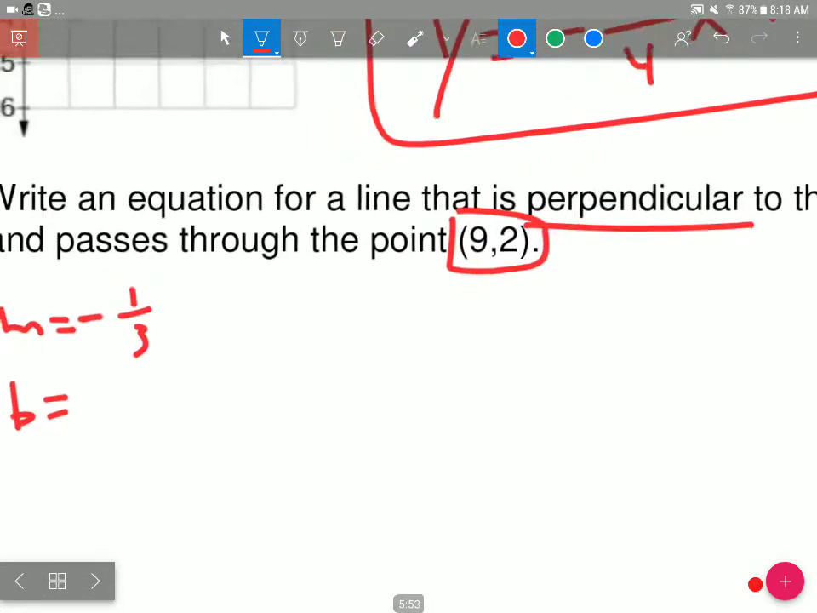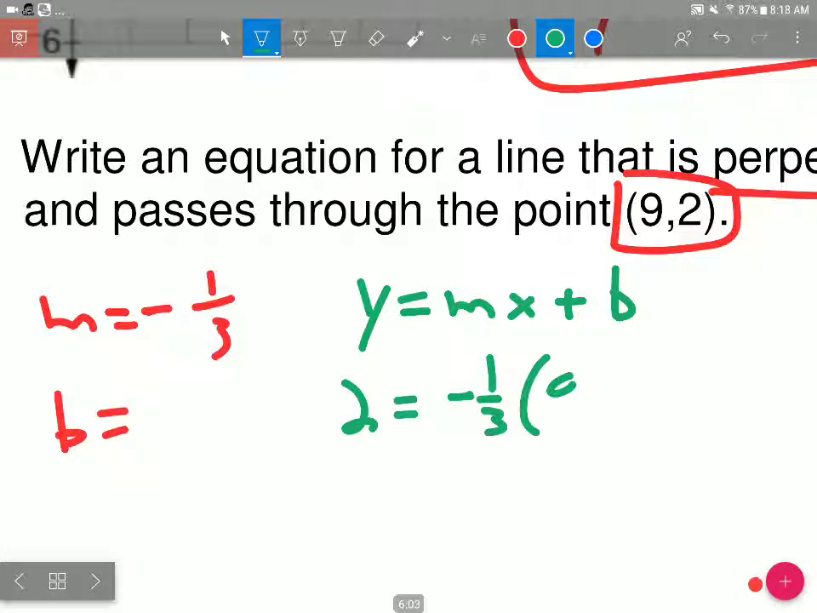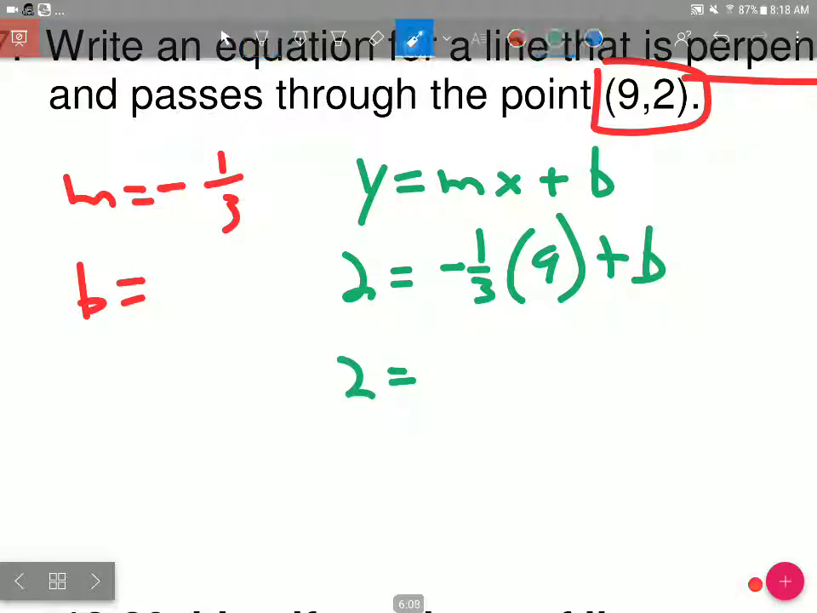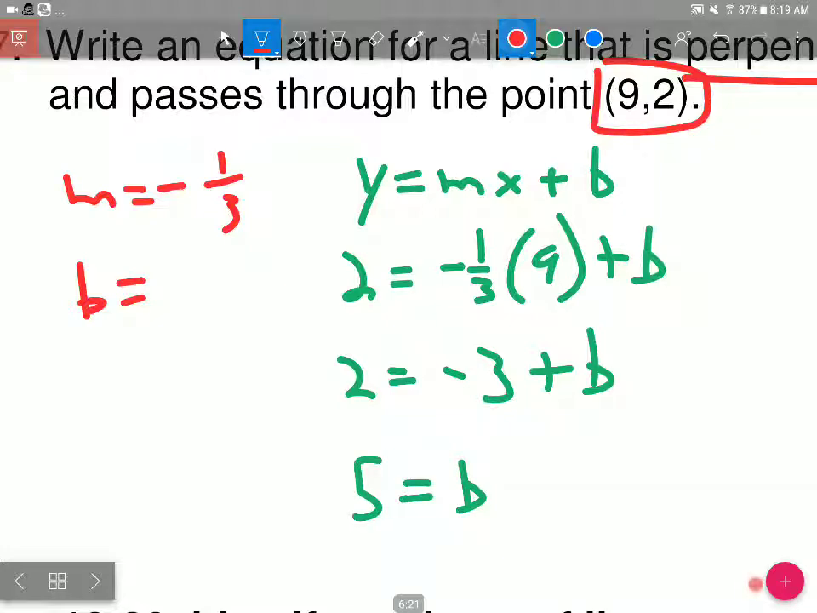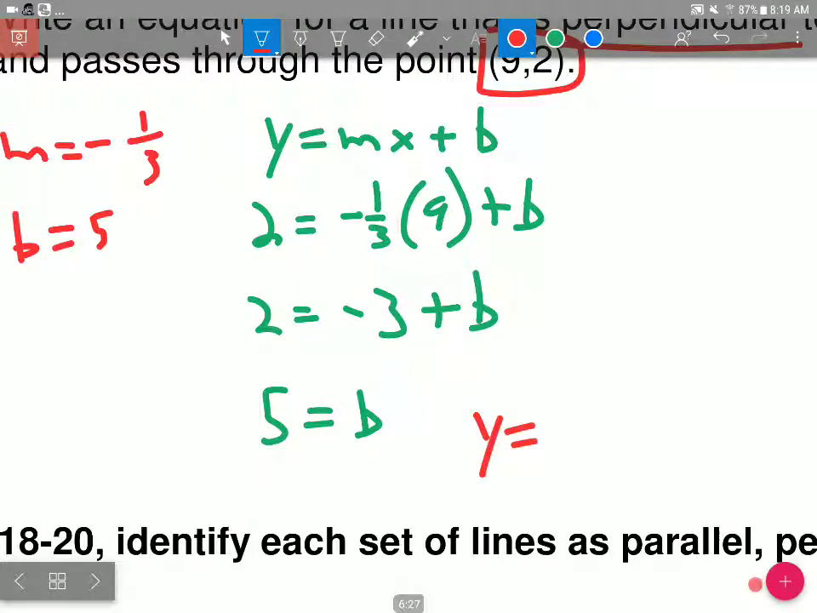All right, so here we go. Let's do that right fast. y equals mx plus b. My y value is 2. My slope is negative 1/3. My x value is 9. My b value I do not know. So 2 equals 1 times 9 is 9. 9 divided by 3 is 3. And bring along your negative. So that's negative 3 plus b. Therefore, b must equal 5. And your answer would be y equals negative 1/3 x plus 5.